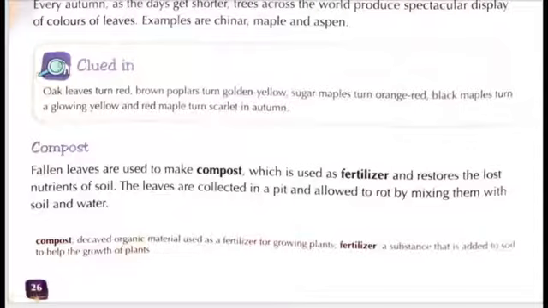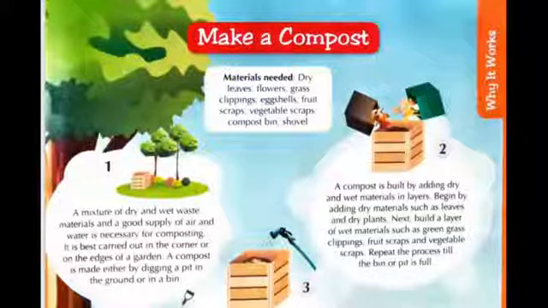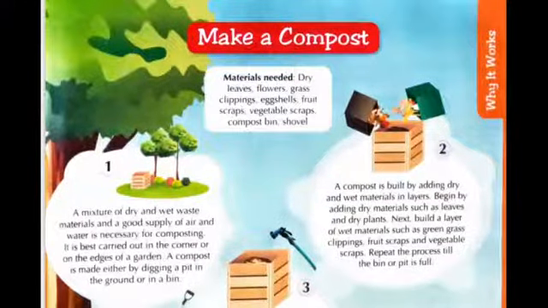To make compost, we collect dry fallen leaves in a pit and allow them to rot by mixing them with soil and water. This process is called composting. Okay, now next, how to make a compost. Here you can see how to make a compost.